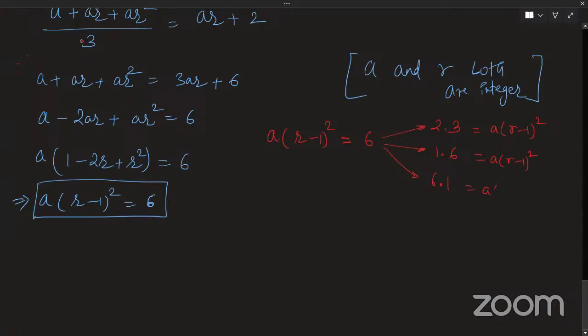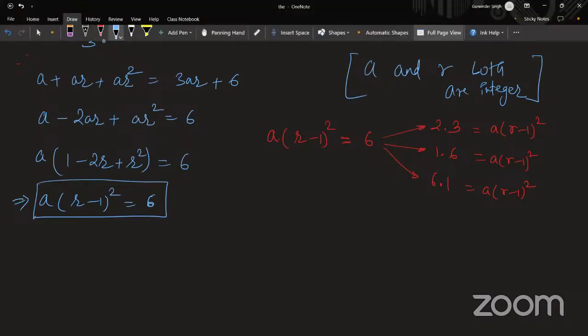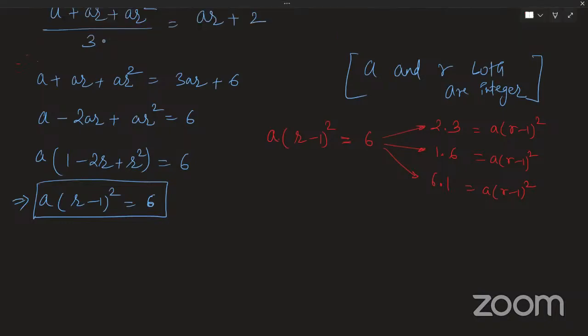Sir, A is 0 into 1. R minus 1. So which one will it come? Which one of these? 6 into 1, sir. Correct. This will only be the case in which both of them will be integers. Yes, sir.